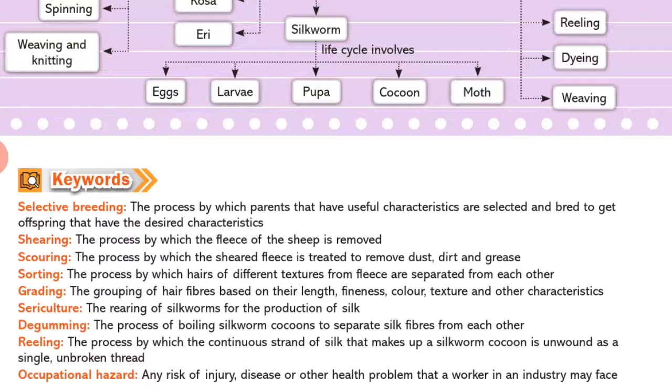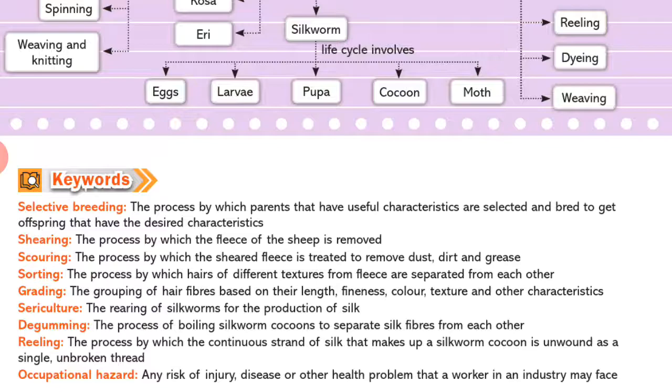Grading, the grouping of hair fibers based on their length, fineness, color, texture, and other characteristics. Sericulture, the rearing of silkworm for the production of silk. Degumming, the process of boiling silkworm cocoons to separate silk fibers from each other. Reeling, the process by which the continuous strand of silk that makes up a silkworm cocoon is unwound as a single unbroken thread.